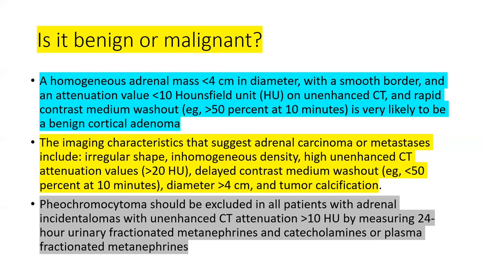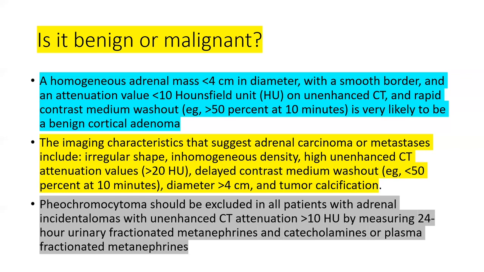What are the features suggestive of adrenal carcinoma or metastasis? Irregular shape, inhomogeneous density, high unenhanced CT attenuation value of more than 20 Hounsfield units, a delayed contrast washout of less than 50% at 10 minutes, diameter of more than 4 centimeters, and tumor calcification. What about FIOs? FIOs should always be excluded in all patients with adrenal incidentalomas, and they will classically have a Hounsfield unit of more than 10.